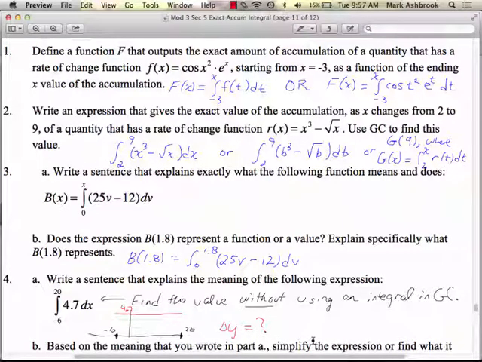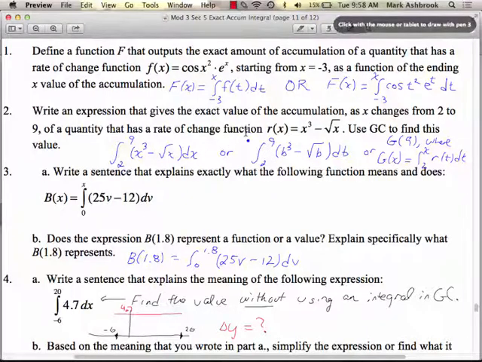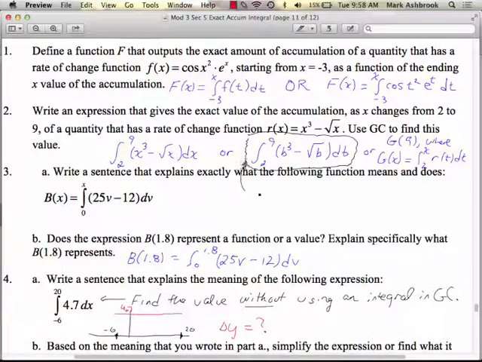Okay, so let's go to GC. Let's look at number 2. So this thing right here, I'll just choose this one. Is this a function or a value? It's an amount of accumulation that occurs at a changing rate. So that rate changes, we need that b in there to signify how the rate's going to change from 2 to 9. But we're going to get a value, right? It's going to be a number. So we'll do that in GC in a moment.